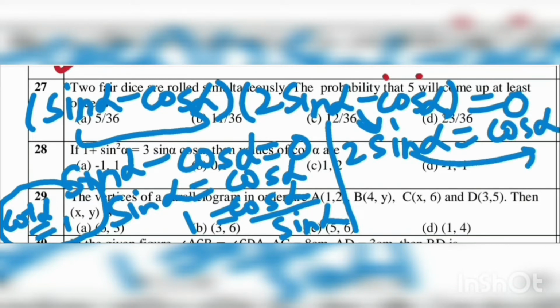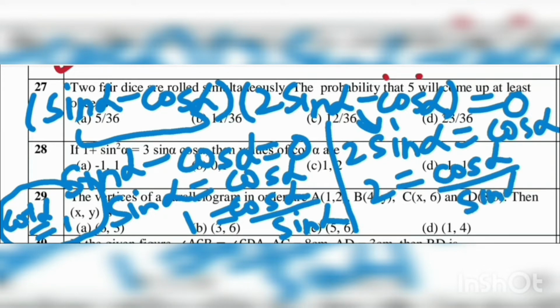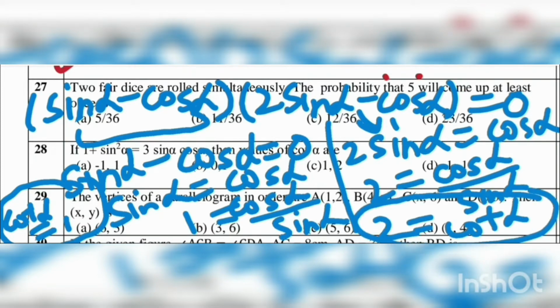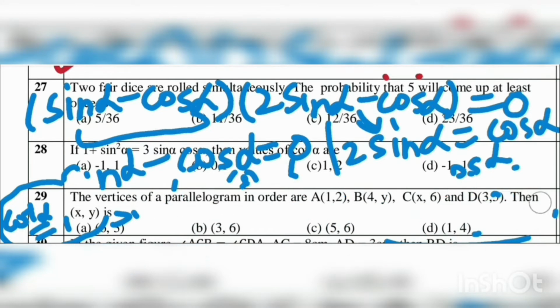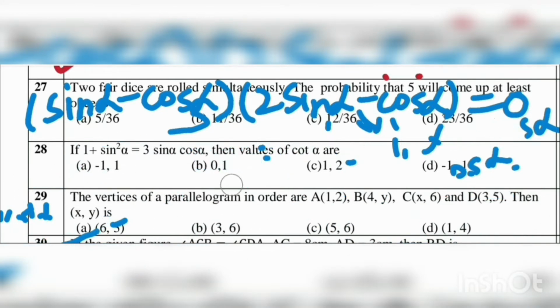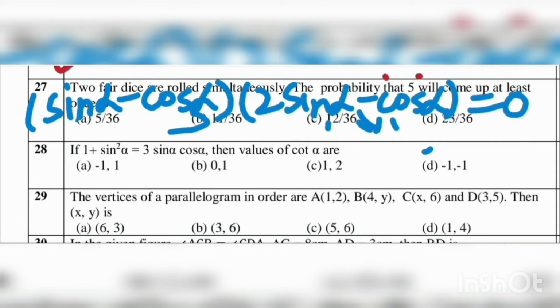If we take this as 0, we will get 2 sine alpha equals cos alpha. Then we can take this sine alpha down. We will get 2 equals cos alpha upon sine alpha. We know cos upon sine is cot. So cot alpha equals 2. This is the second value. So we are getting two values of cot alpha, either 1 or 2. So there are two possible answers. So we can see the correct option now. In the options, the possible values of cot alpha that we can mark are 1 or 2. Option C. Next question.